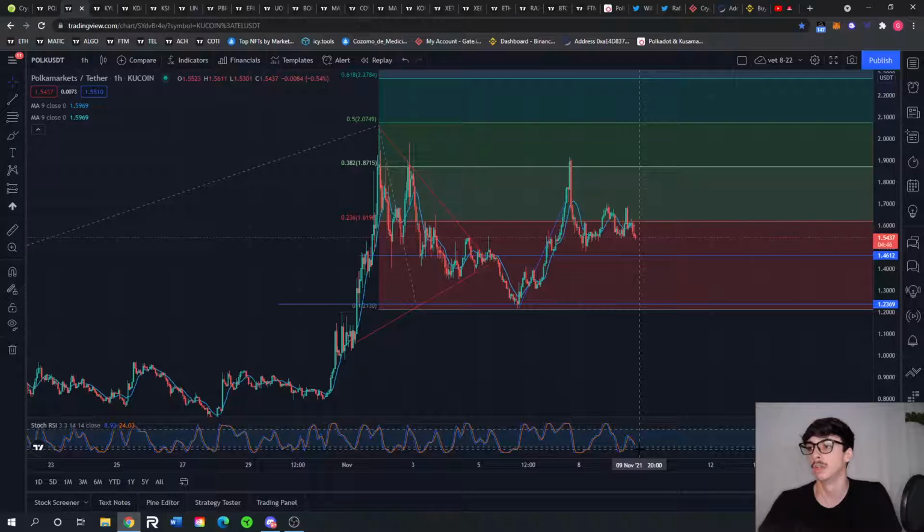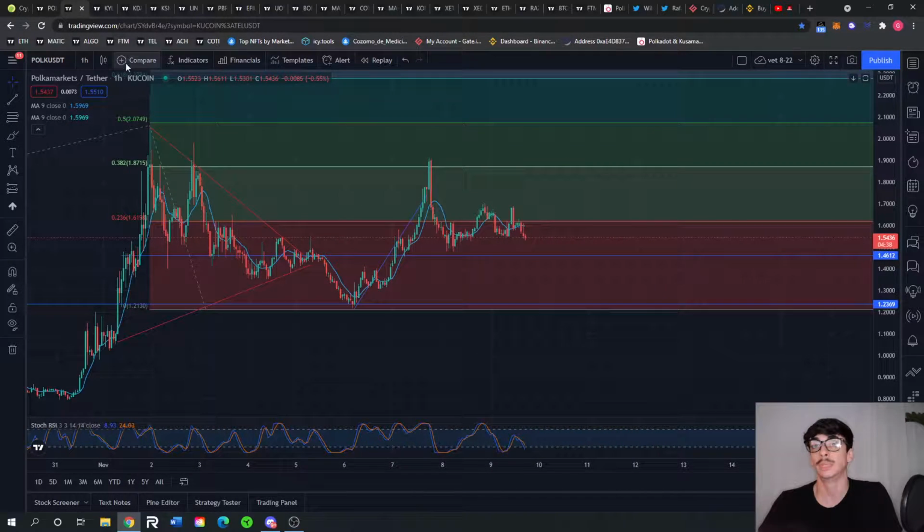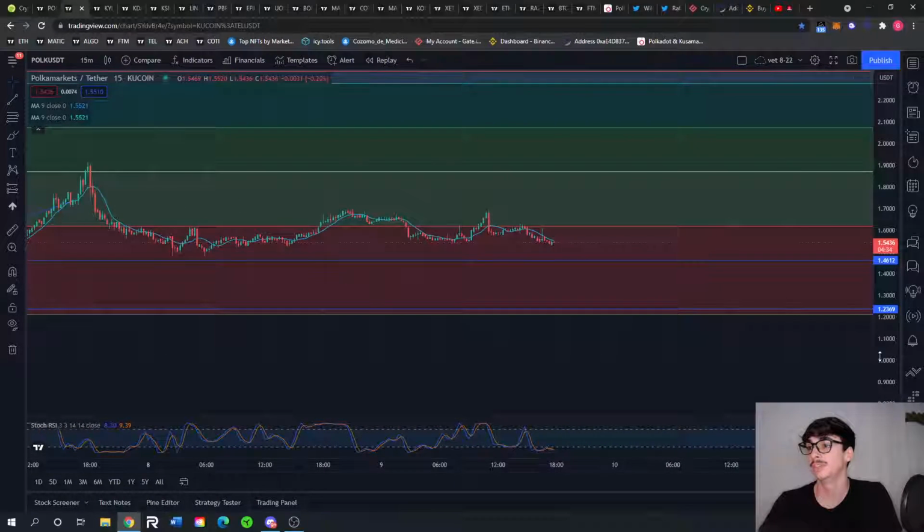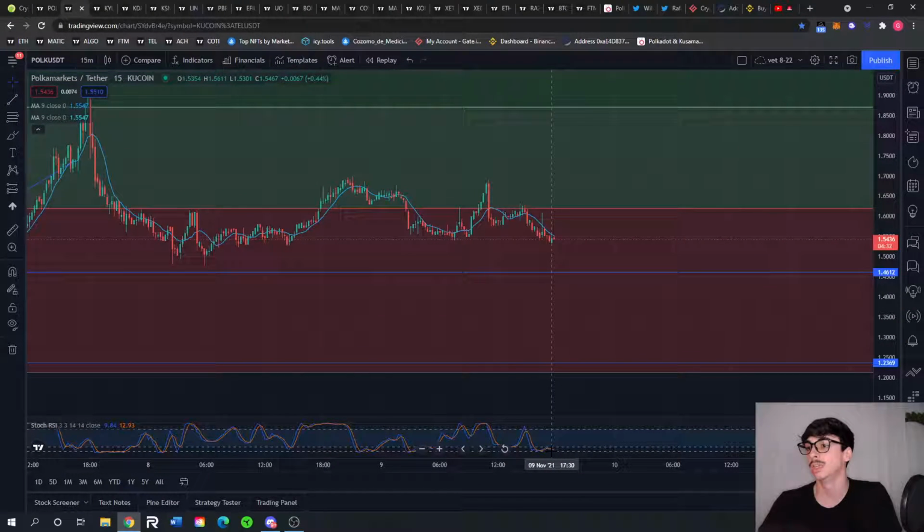RSI is looking a little low, so not a bad time if I was going to buy in, for example, if I was interested in Polka Markets. So, I would zoom in here. You could even go a little lower, scope that in. At the 15-minute mark, you're even at the bottom of the RSI index here. But again, these aren't always going to be accurate.